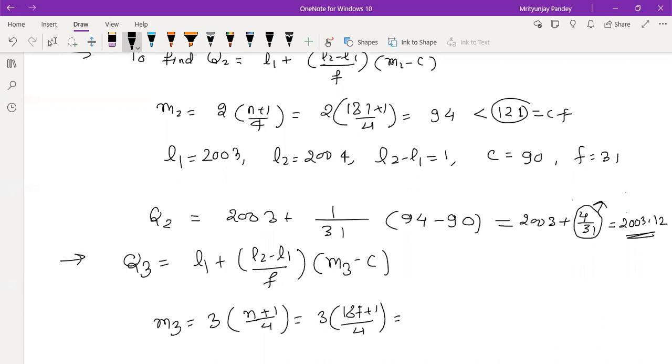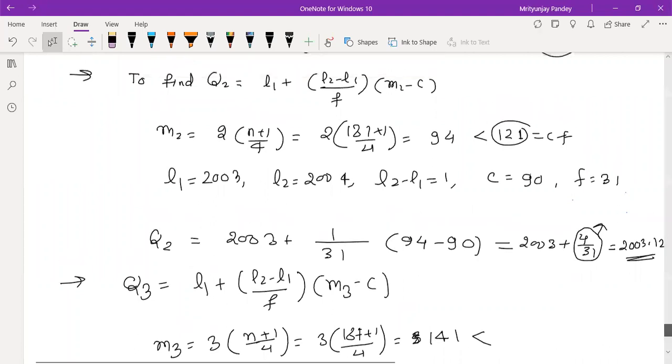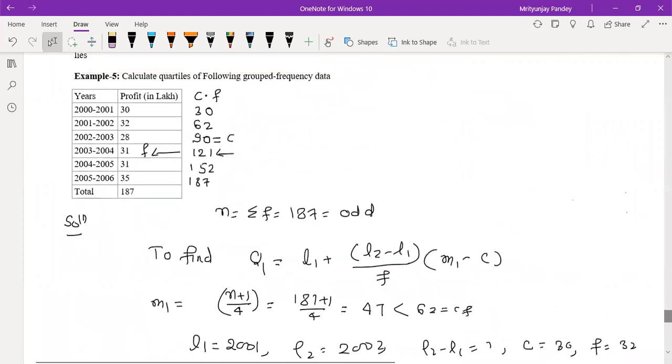47 into 3, do na. 141. 141 is just less than which value? Let's see in the table. 152. Okay, so note down the F or C also.